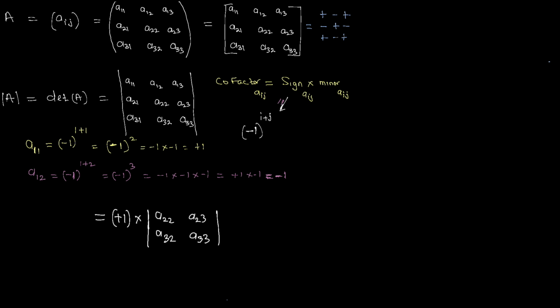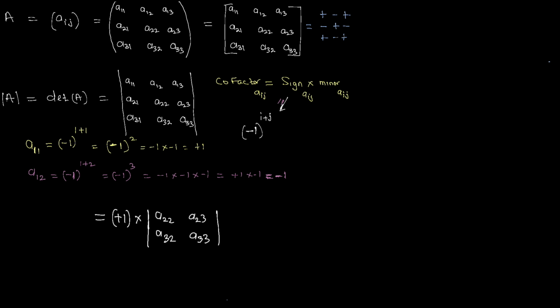So now I've got the cofactor of A11: the sign times the minor matrix. And you know how to find the minor matrix. It's a 2 by 2 determinant: that times that, minus that times that. That's how you find it. That will be the minor matrix there.